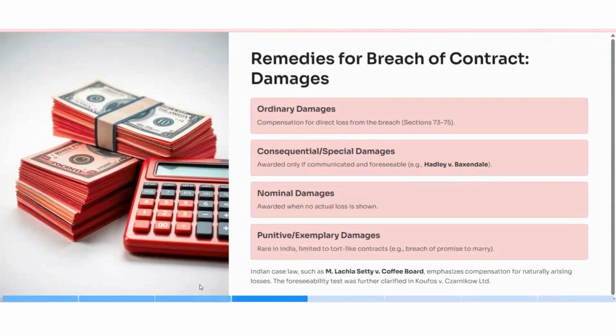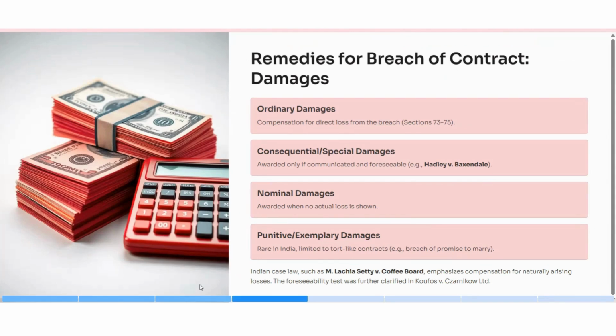So now coming to what are the remedies for breach of contract? Ordinary damages. As I want to tell you something, when it comes to damages for breach of contract, these are called liquidated damages. Liquidated means fixed damages. Whatever the loss has occurred, that is very clear to the parties. So compensation for direct loss from the breach is provided under Section 73 to 75.